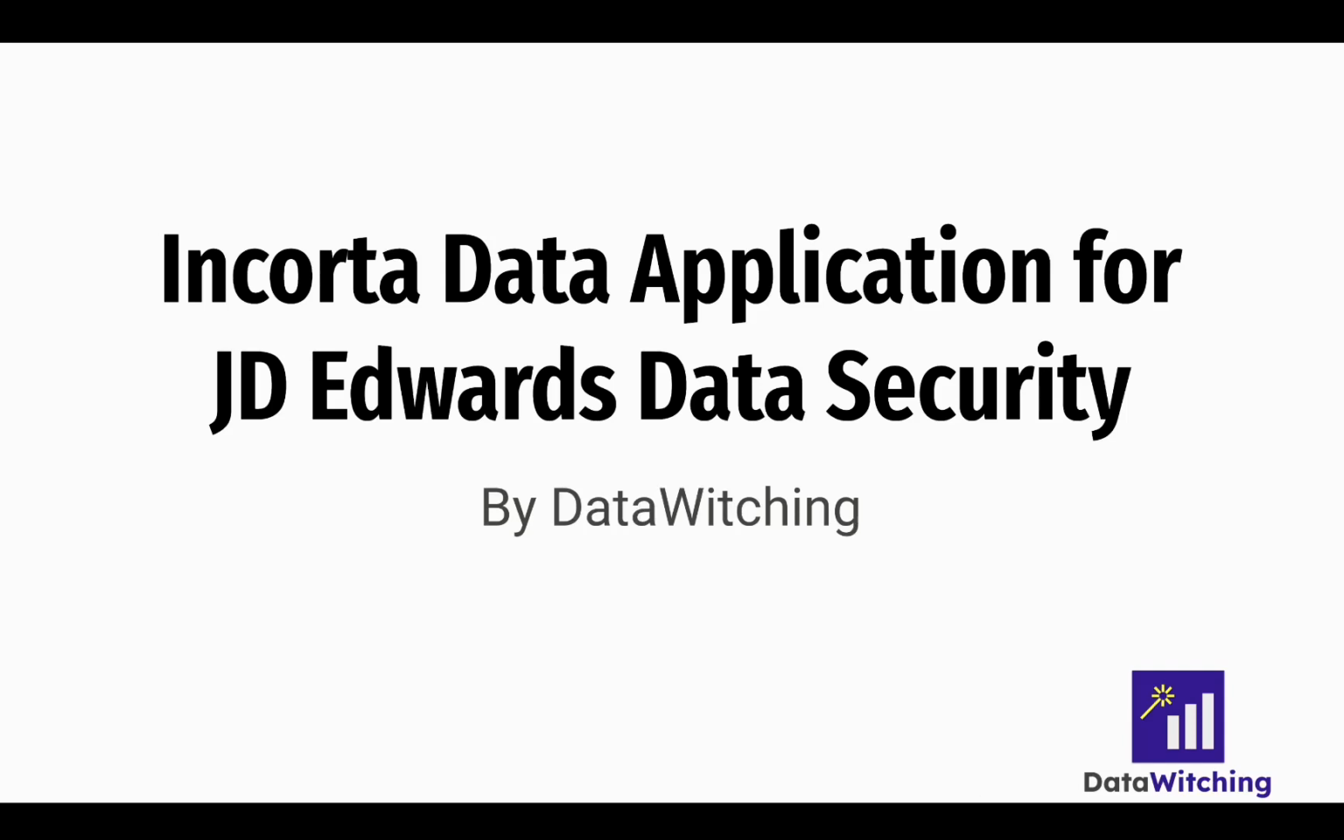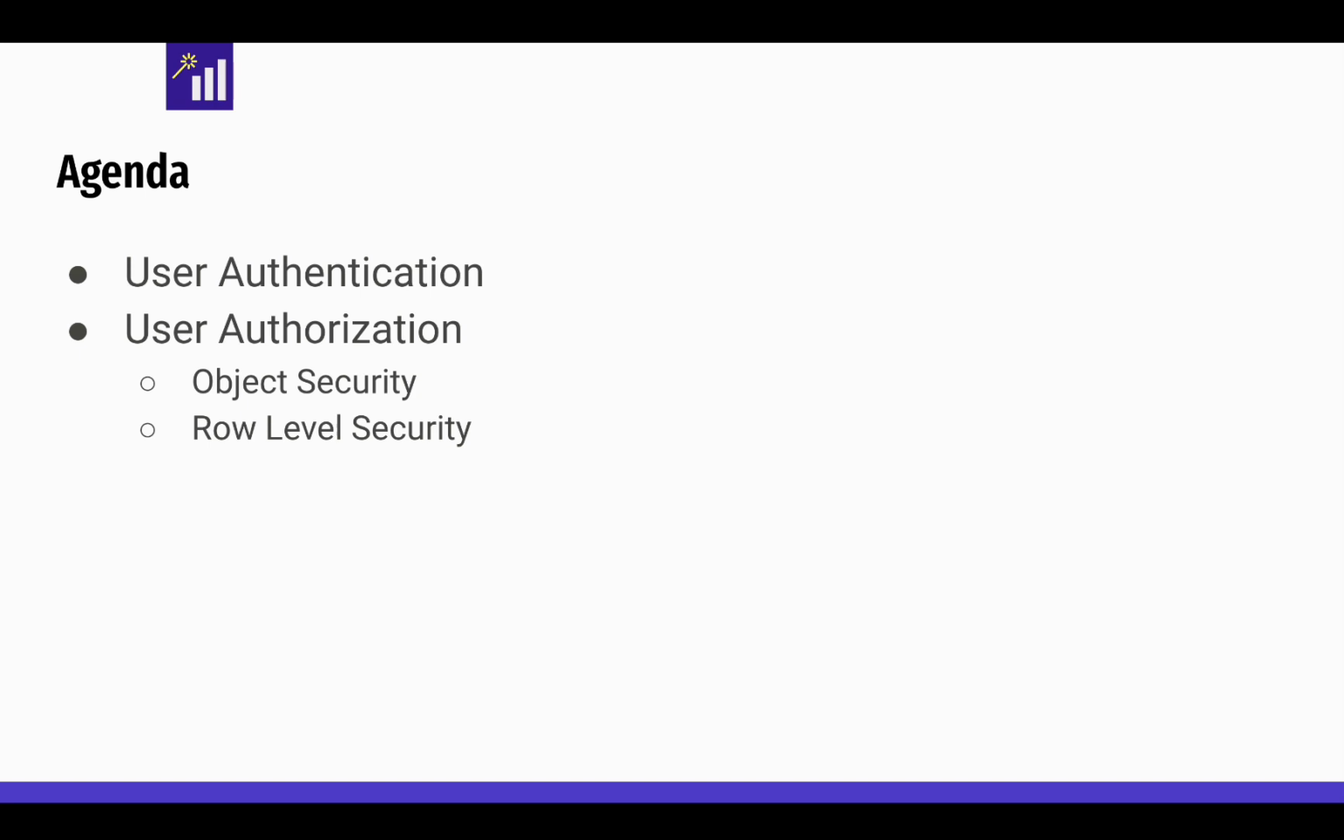Alright, today I'm going to walk through with you how we support data security in the Incorta data application for GD AdWords. We are talking about different things: user authentication and user authorization. User authentication determines if a user can access Incorta. User authorization determines what a user can view or what a user can do within Incorta. That includes object security and row-level security.